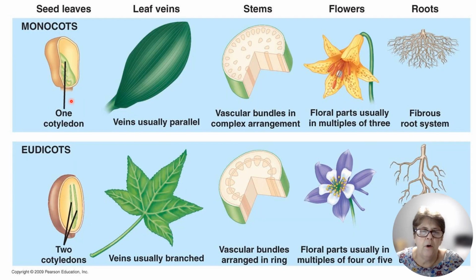So here's monocots: 1 cotyledon, parallel veins usually. Vascular bundles are scattered. The flower parts are in multiples of 3, like 3s and 6, and they have fibrous root systems. For the eudicots, 2 cotyledons instead of just 1. The veins are usually branched. The vascular bundles are arranged in a ring. The floral parts are usually in multiples of 4 or 5. So these have 5. These are columbines. I have some in my garden. And then they have a taproot system, a single larger root with smaller roots.